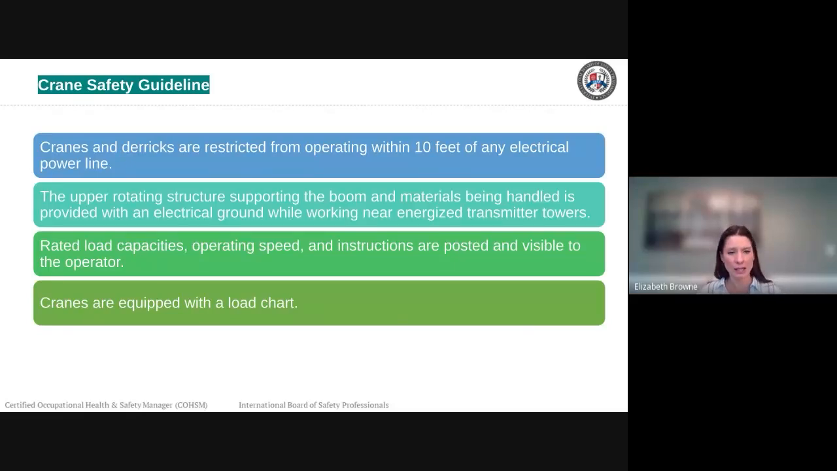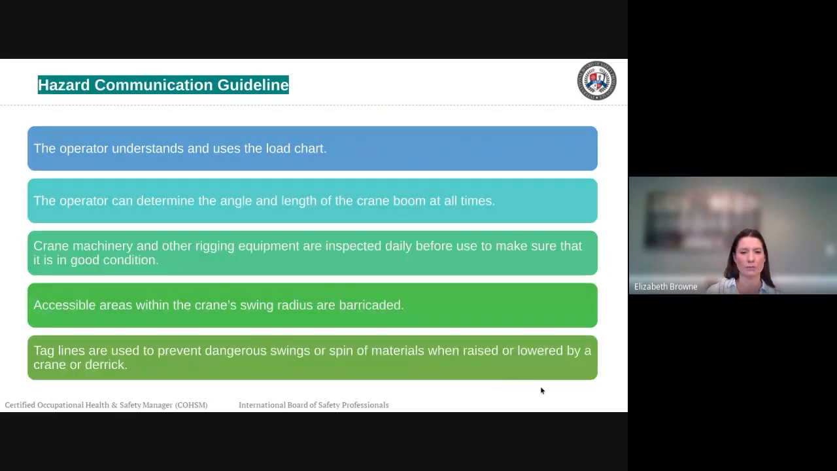The crane safety guideline: cranes and derricks are restricted from operating within 10 feet of any electrical power line. The upper rotating structure supporting the boom and materials being handled is provided with an electric ground. While working near energized transmitter towers, rated load capacities, operating speed, and instructions are posted and visible to the operator, and cranes should always be equipped with a load chart. The operator should understand and use the load chart. The operator can determine the angle and length of the crane boom at all times.